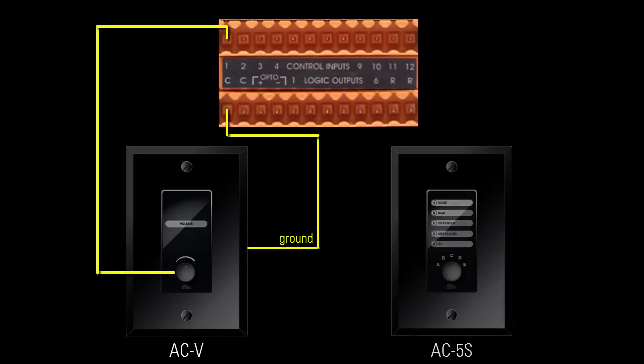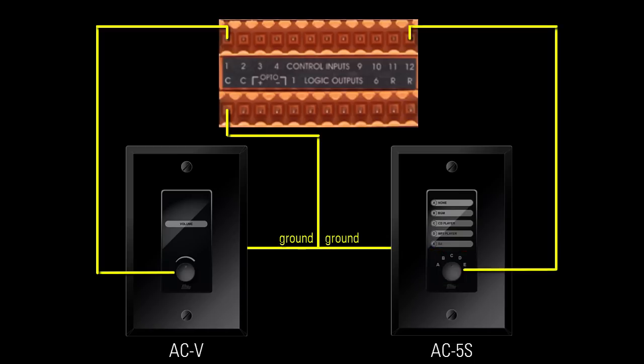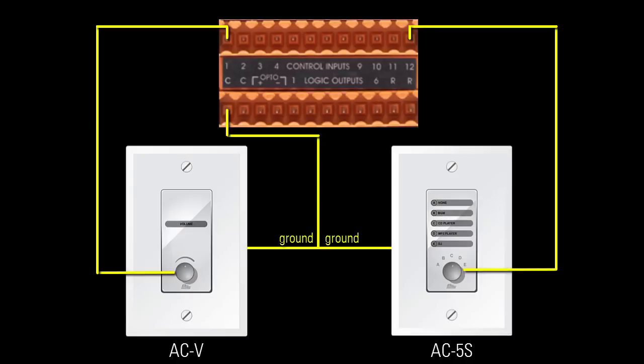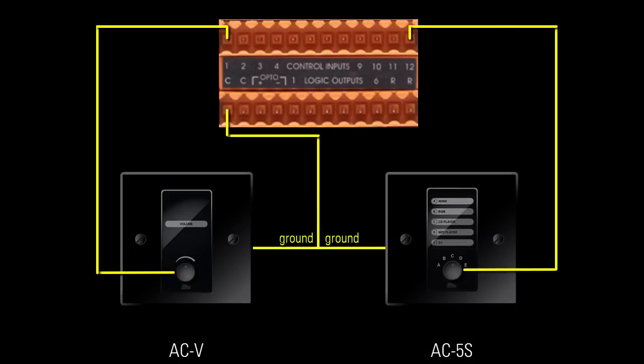The Contrio AC-5S contains a single 5-position resistor ladder. Therefore, it requires a single GPI port per controller. And this is useful for source selection of up to 5 sources. The AC-V and AC-5S are available in both black and white, and in both US Decora and EU form factor.